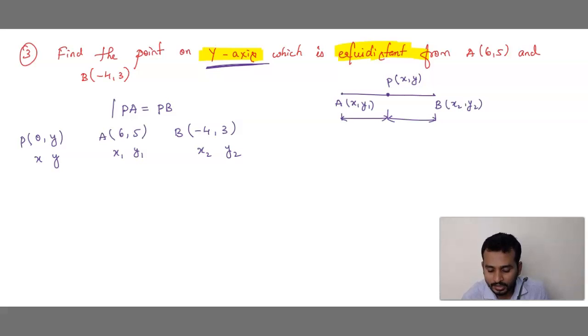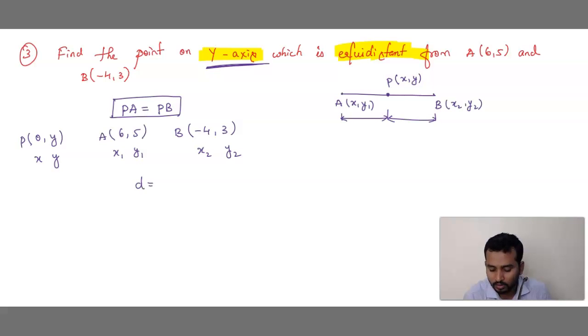Now, what is the main condition here? PA is equal to PB. So, we apply the distance formula. P to A, what is the distance? Equidistant he gave, right? Means distance. It means we have to use the distance formula. Got it? So, one time we write the distance formula.